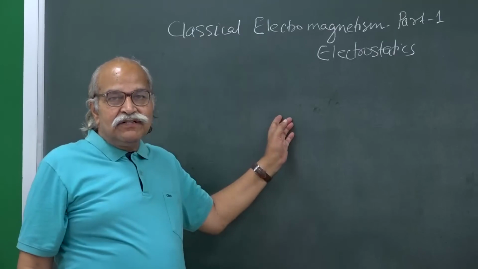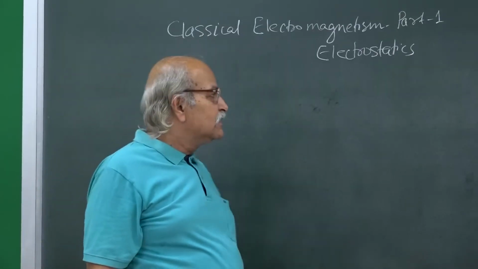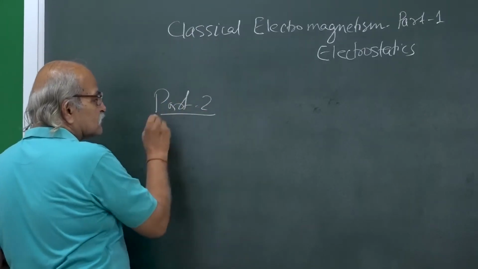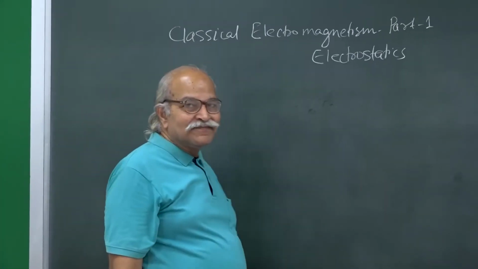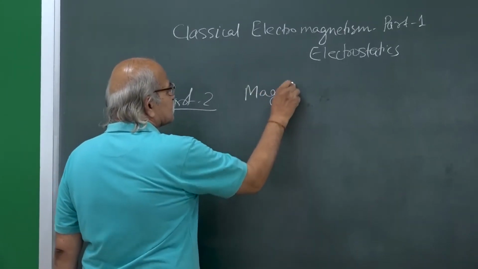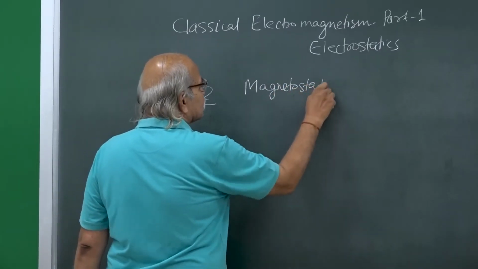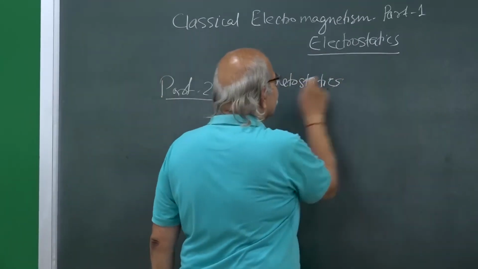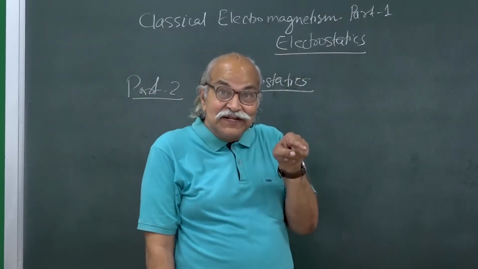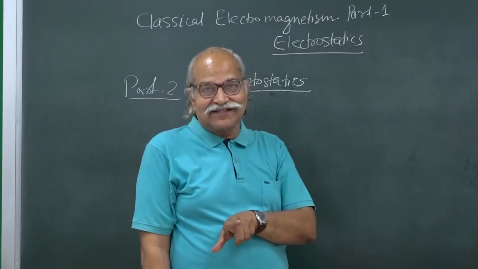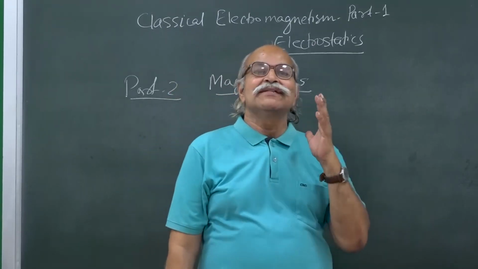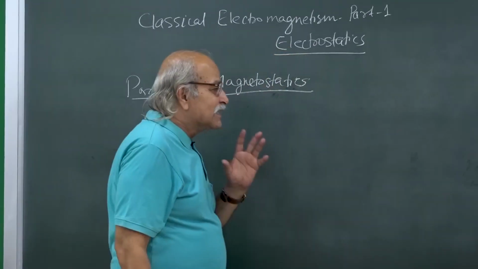and in continuation, the next part we will be giving in this course, and this part 2, which is starting today, will be on magnetostatics. So you have electrostatics and you have magnetostatics. In electrostatics, you have electric field produced by the static charges, and here you have magnetic field produced by the constant currents, okay, not changing with time.